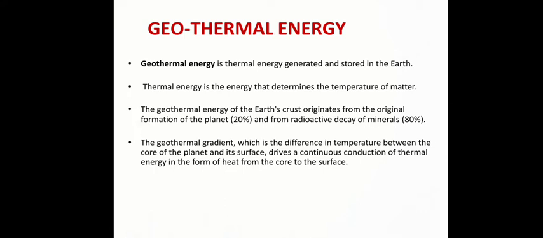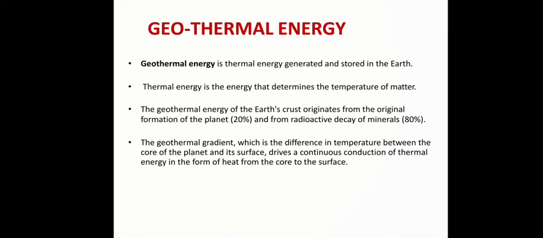Geothermal energy is thermal energy generated and stored in the earth. Thermal energy is the energy that determines the temperature of matter, and it originates from the formation of the planet (20%) and the radioactive decay of minerals (80%). The geothermal gradient, which is the difference in temperature between the core of the planet and its surface, drives the continuous conduction of thermal energy in the form of heat from the core to the surface.